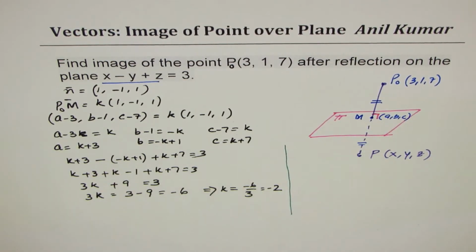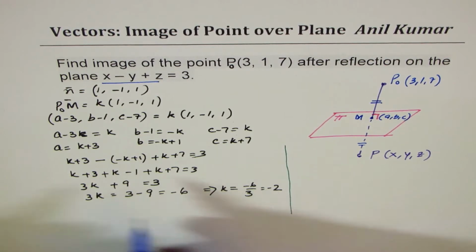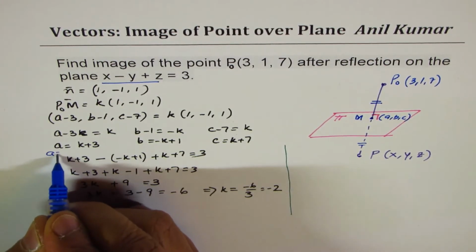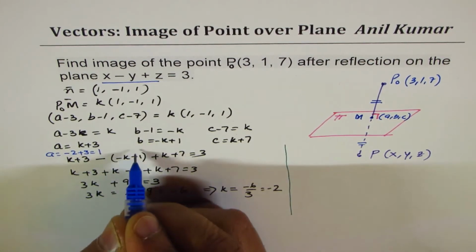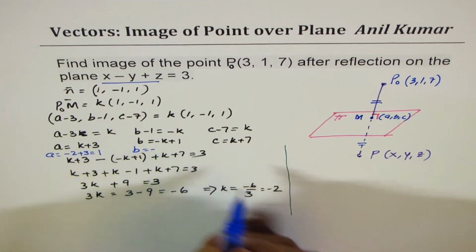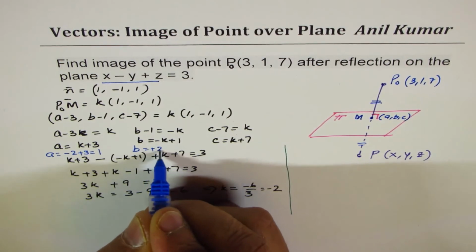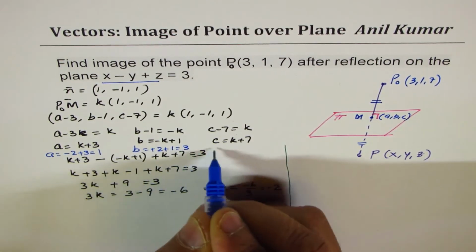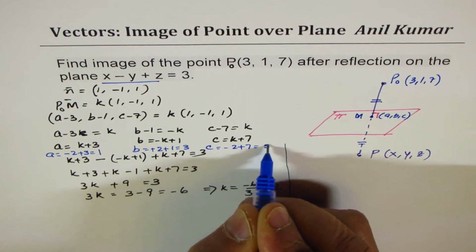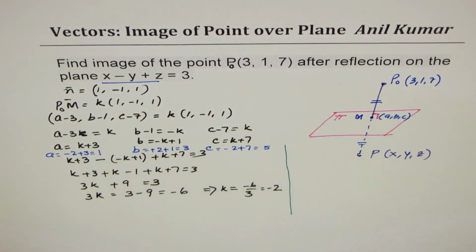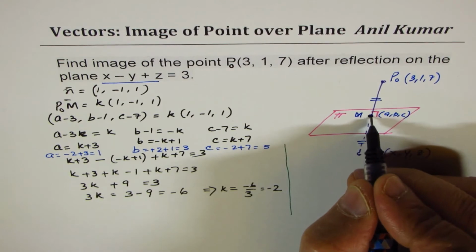So A equals, if I substitute minus 2 here, A equals minus 2 plus 3, which is 1. B equals minus of minus 2, makes it plus, right? 1, which is 3. And C equals minus 2 plus 7, which is 5. So we get our points A, B, C here.